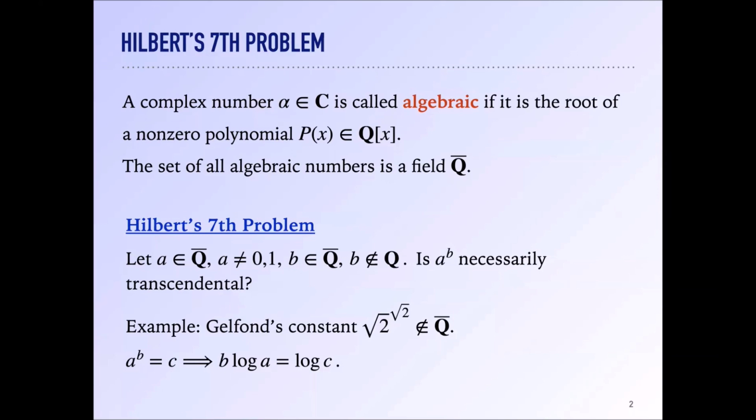A way of rephrasing this is if you take the equation a to the b equals c and you apply the logarithm, then you get b log a equals log c. So what you're asking is, for these two logarithms of algebraic numbers, log a and log c, is it possible for them to be linearly dependent over Q bar without being linearly dependent over Q? Okay, so that's the question.